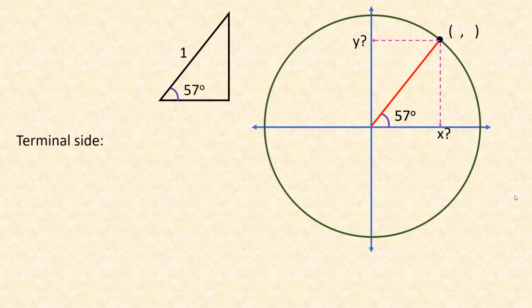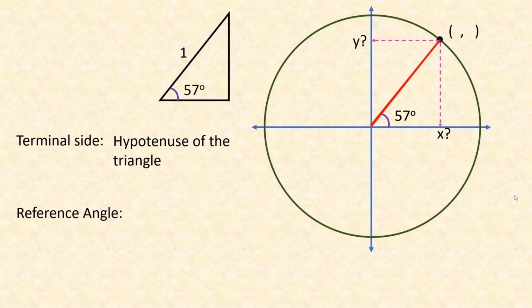So before we go further, these are the couple of vocabulary that you guys want to write down. Okay, terminal side. So in the triangle, you have the base and the height, and the terminal side is the hypotenuse. So terminal side is the hypotenuse. Okay, so terminal side, hypotenuse of the triangle.